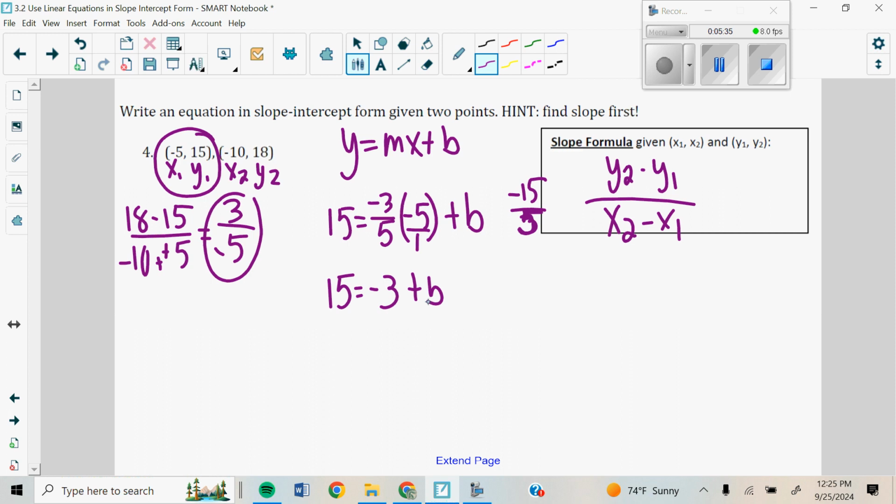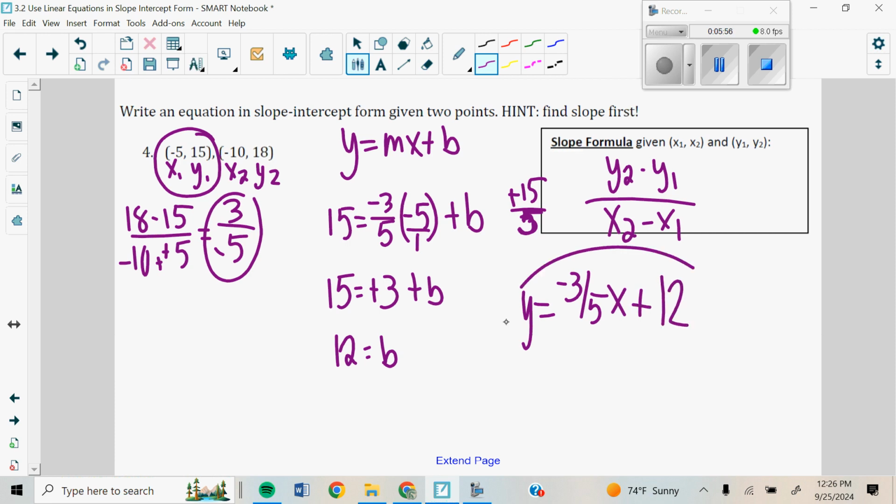All right, and we're going to just add, that turns into a positive. Negative times a negative is a positive. All right, so we're going to subtract 3 from both sides, and we find that our y-intercept is b equals 12. So our equation is y equals negative 3/5 x plus 12.